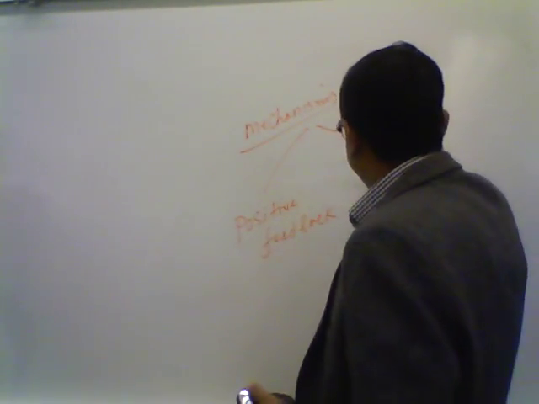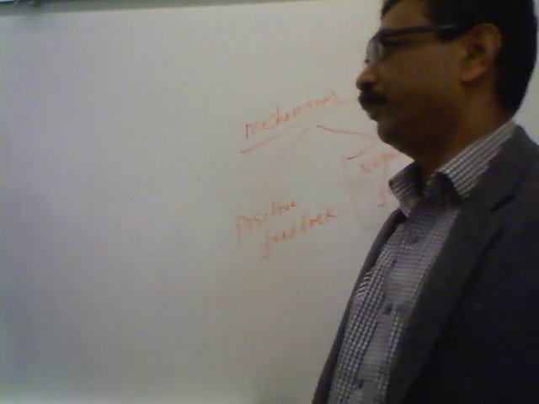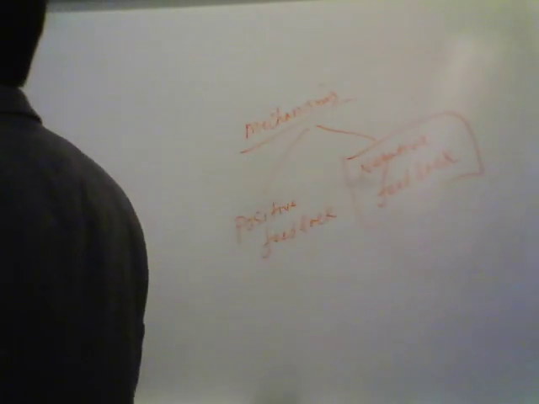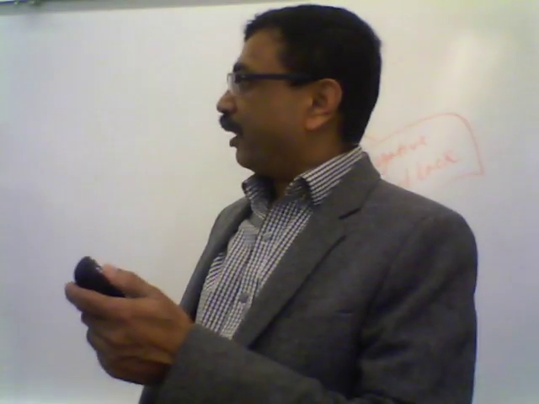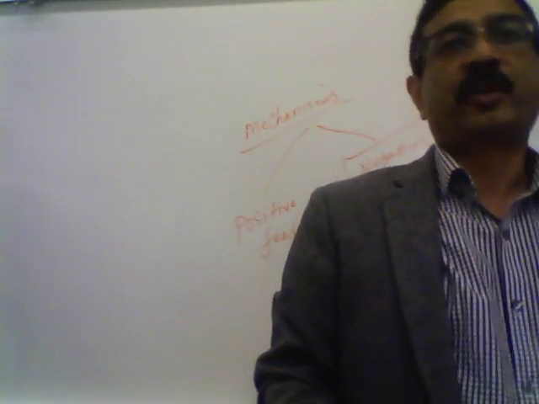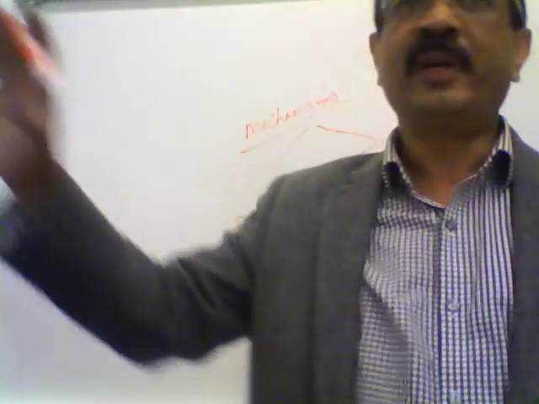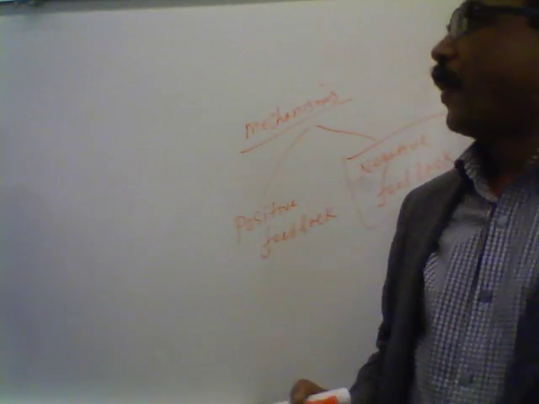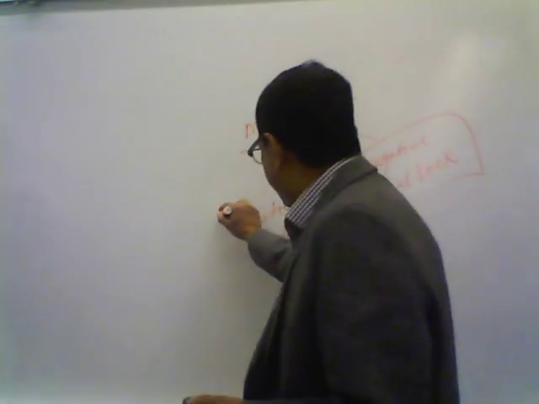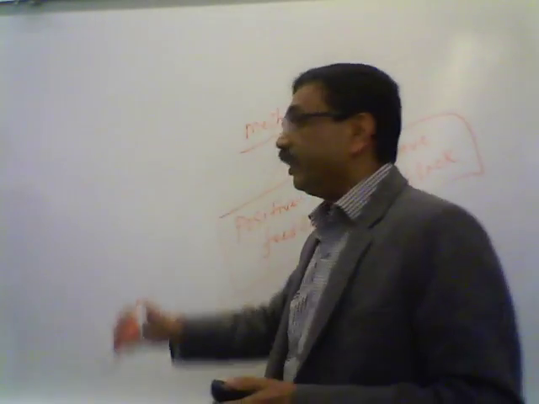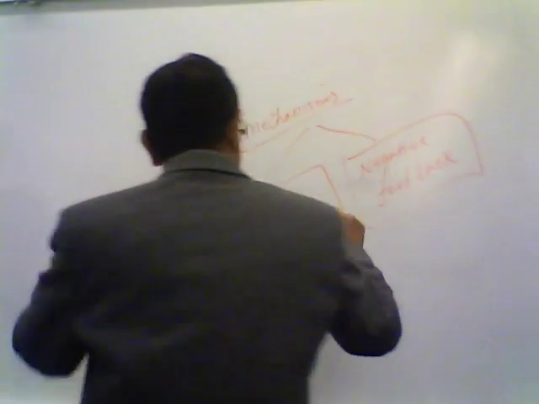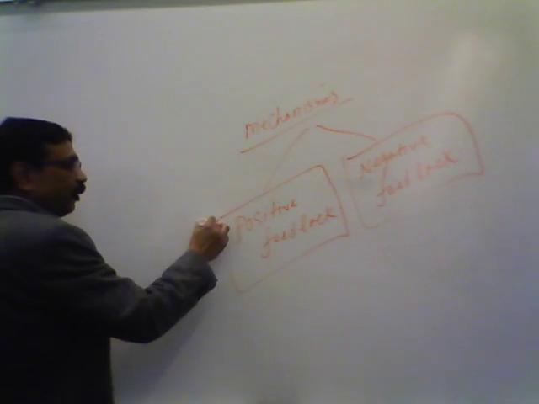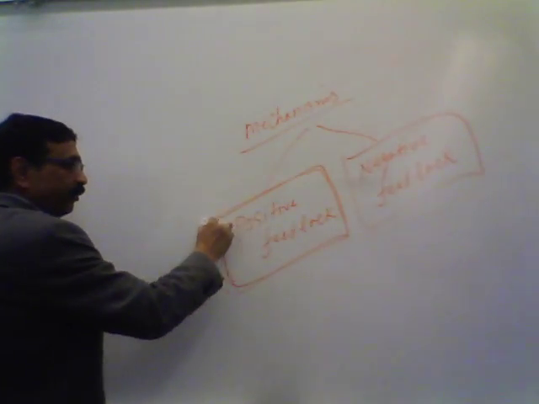Remember, this one is more useful. Okay, the negative feedback works in most of the cases to keep the environment constant. Positive feedback only occurs in few instances, few cases, to keep the environment normal. For example, let me give you a couple of examples of positive and negative feedback.